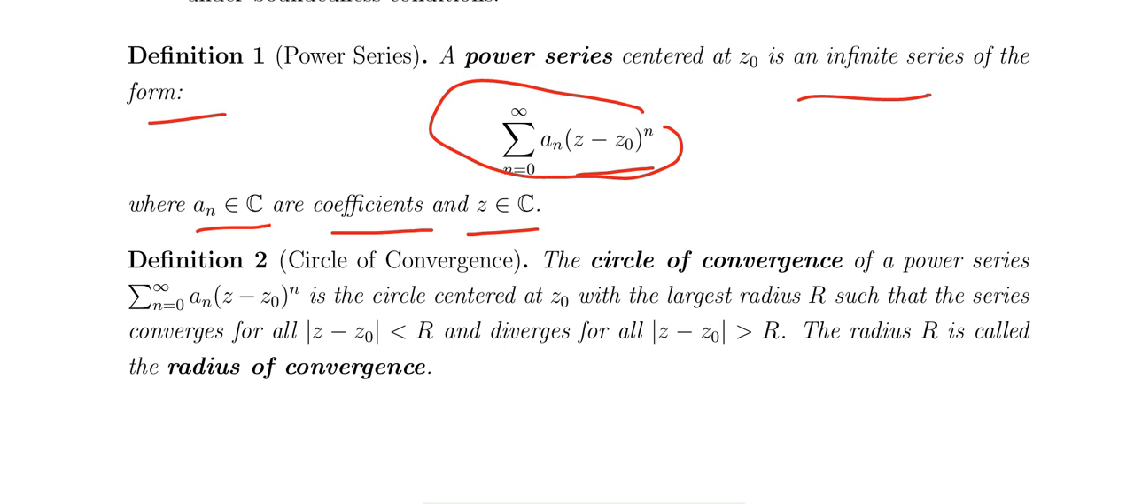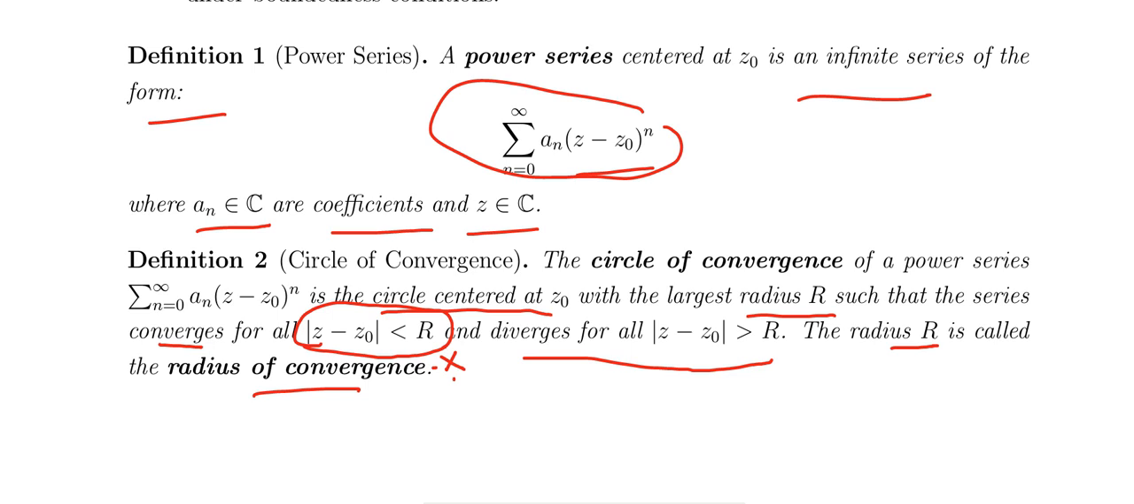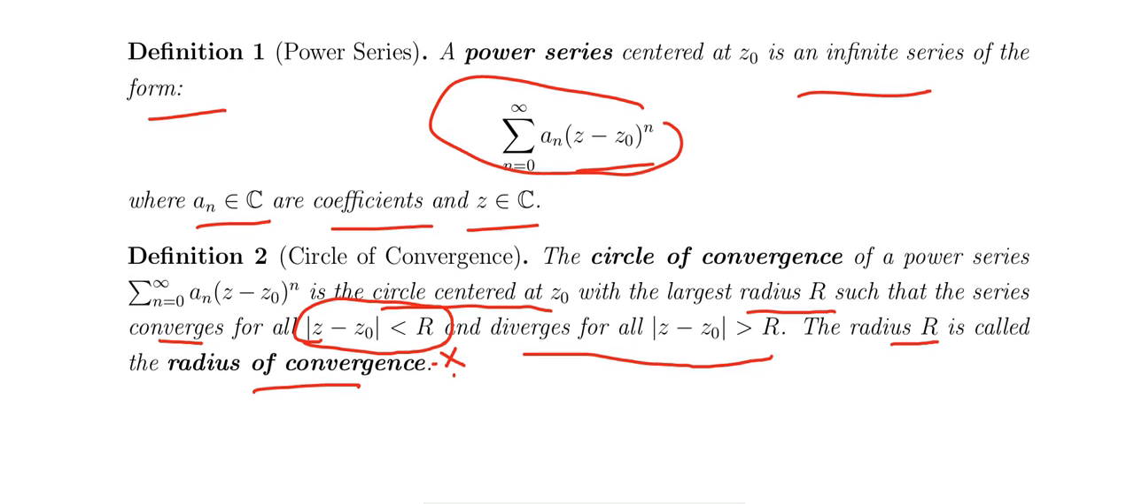The circle of convergence of the power series is the circle centered at z0 with the largest radius capital R, such that the series converges for |z − z0| < R. That is very important. It converges for |z − z0| ≤ R, and it diverges for all |z − z0| greater than R. This capital R is called the radius of convergence.